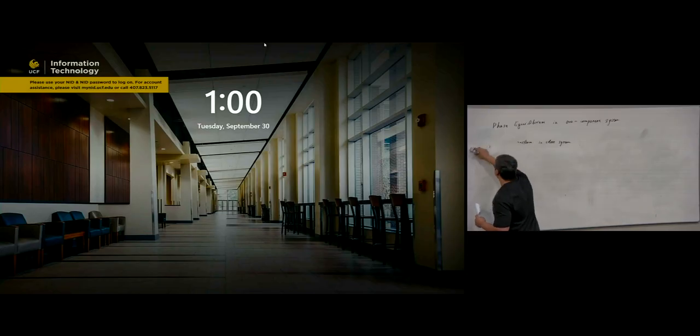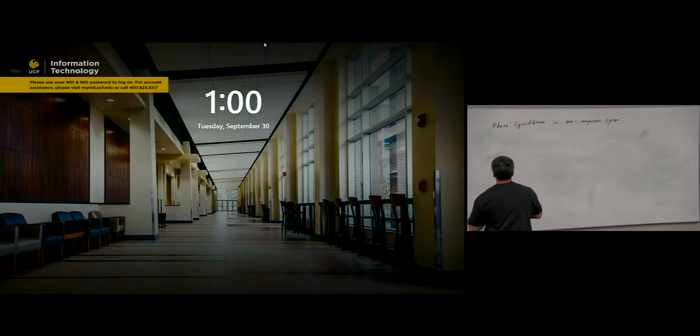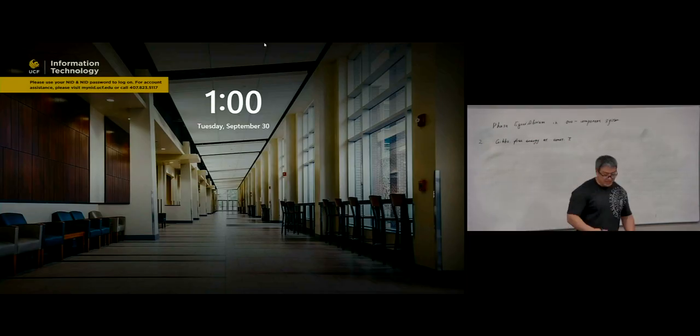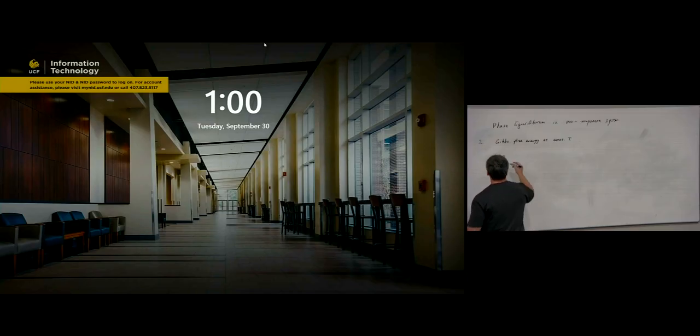Okay, so we already mentioned the phase transition, or the Gibbs free energy changes as a function of T, okay? Then the next topic we're going to talk about is the Gibbs free energy at constant T. That means the temperature doesn't change, and the pressure changes. How does the Gibbs free energy change? Then dG equals what? VdP, right?